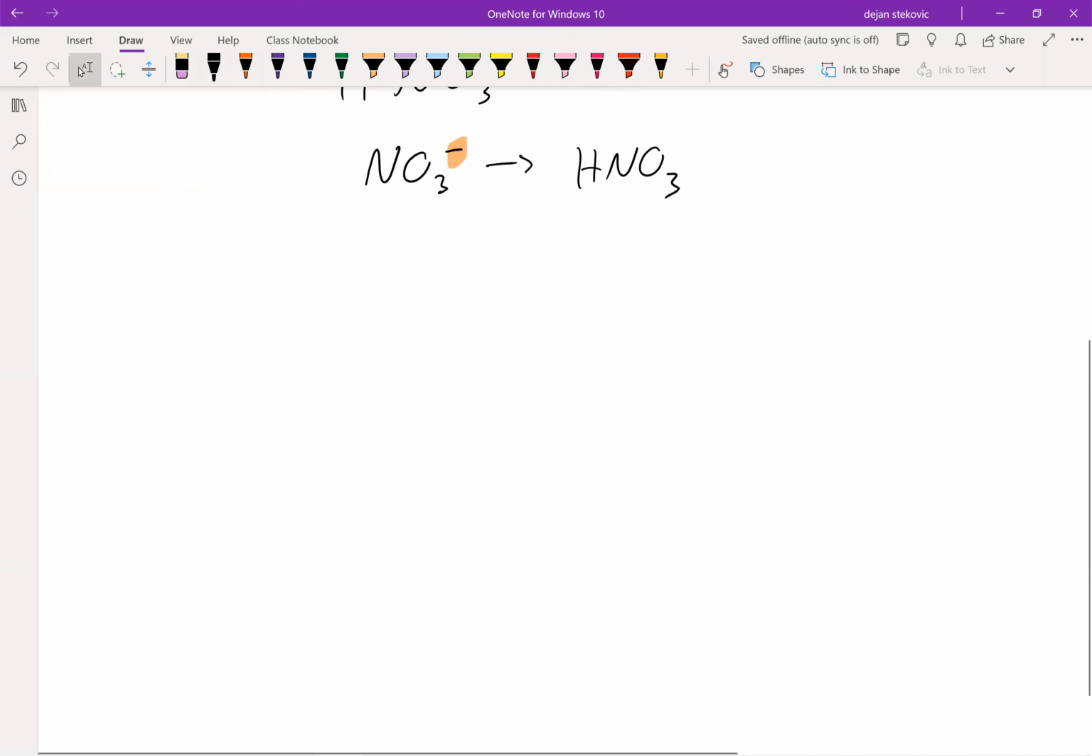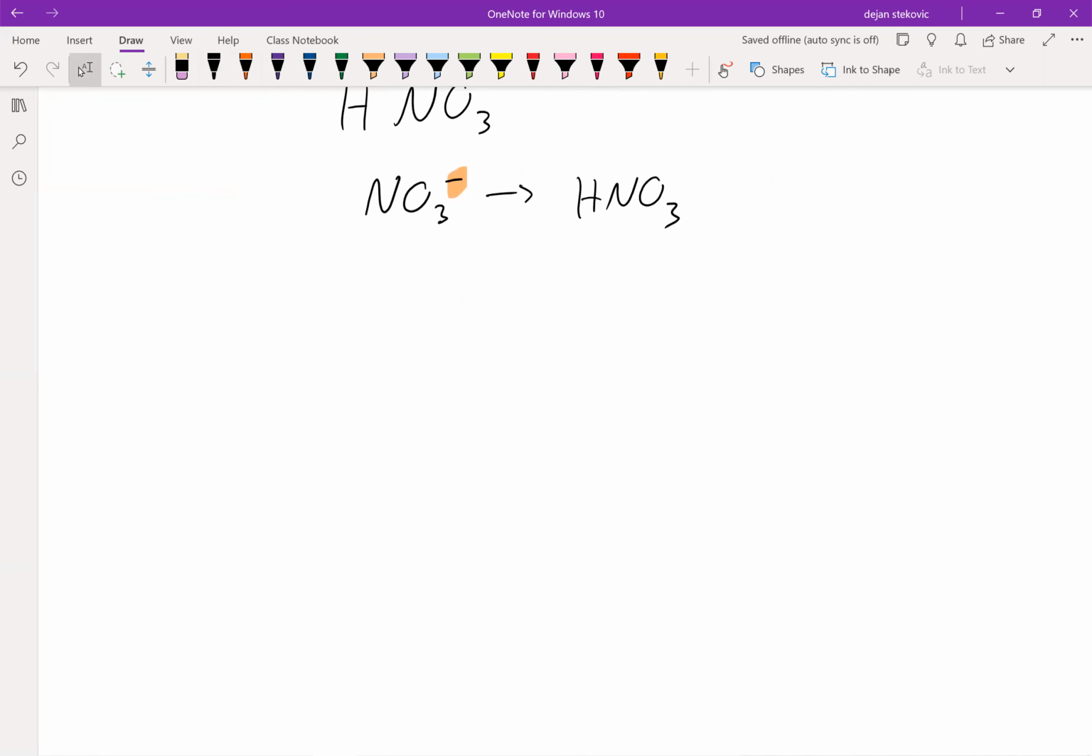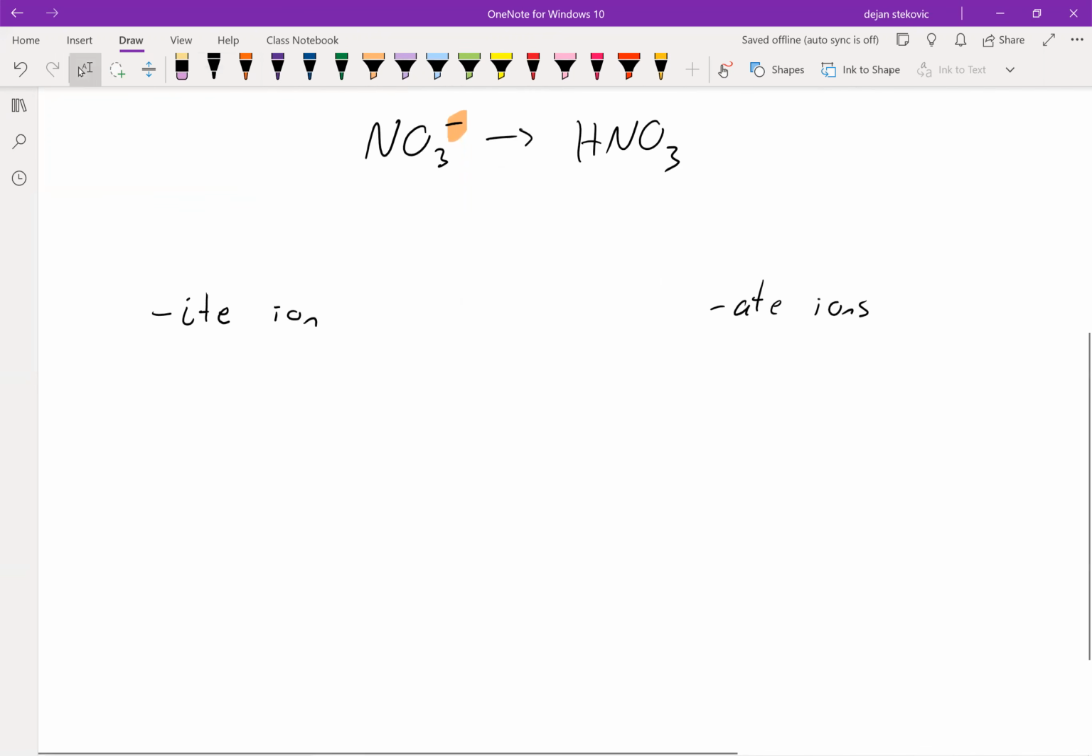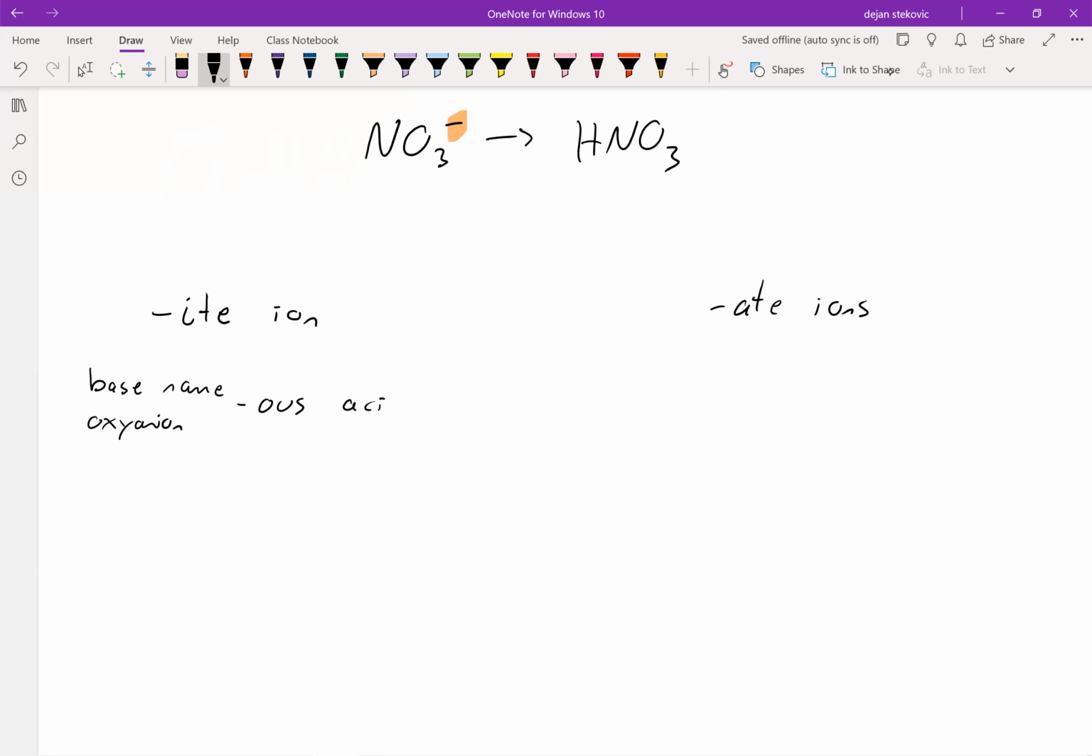All right. So the way the naming goes here, it's a little bit confusing. We have ite ions, nitrite, phosphite, that kind of thing. And then we have ate ions, nitrate, phosphate, sulfate, that kind of thing. And so with the ite ions, it goes the base name of the oxyacid or the oxyanion. The ite becomes an us, O-U-S, and then we add acid in the end.